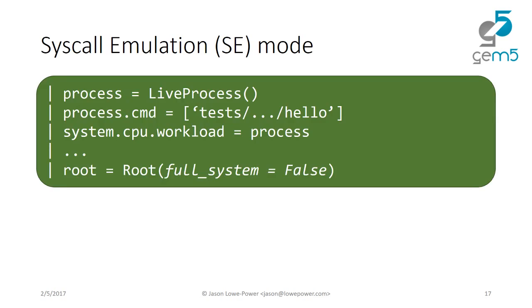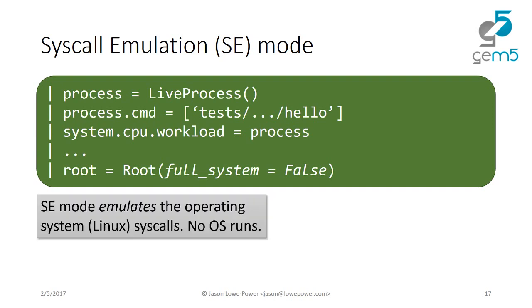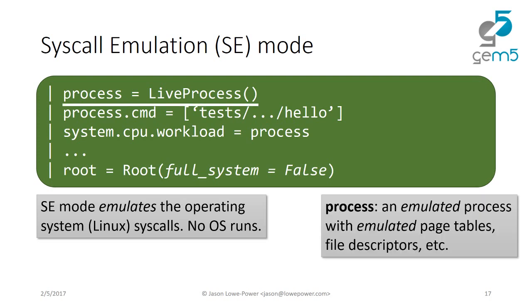The other thing is, when we simulated this time, we used syscall emulation mode. In syscall emulation mode, it emulates all these Linux syscalls. Every time it gets to a Linux syscall in the binary, it calls out into the gem5 simulator to emulate that system call. There's no operating system running in the background. That's why we did this weird thing with setting up the process for this specific CPU. So this process is an emulated process, in gem5, where it's emulating page tables, file descriptors, etc.